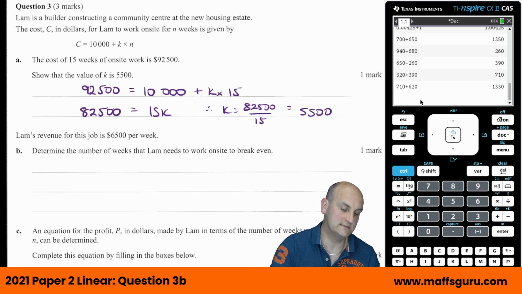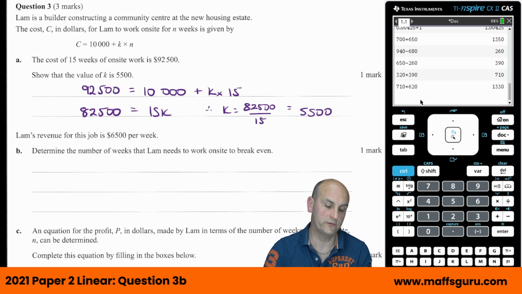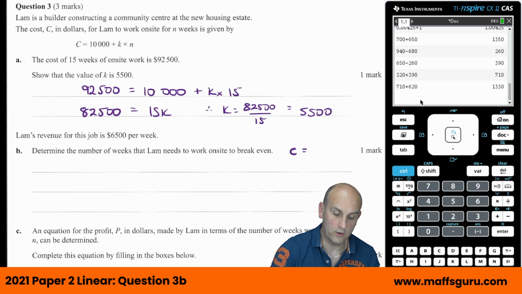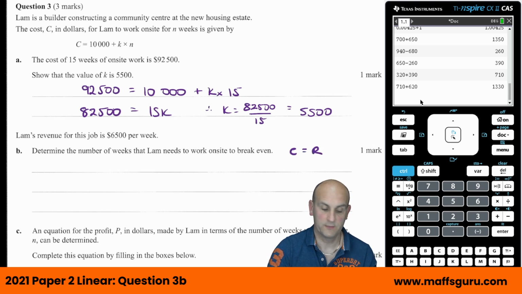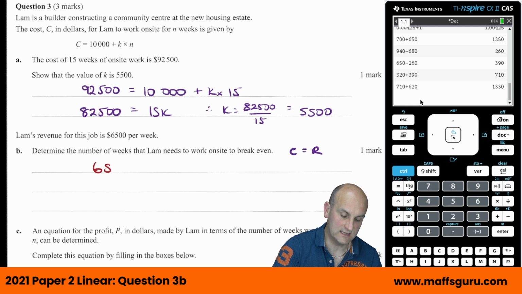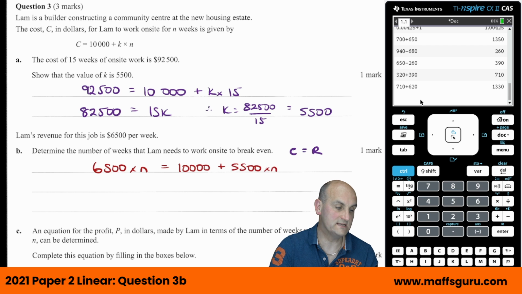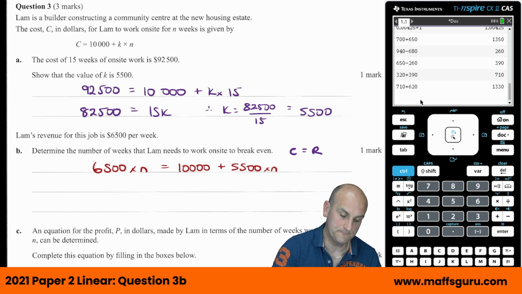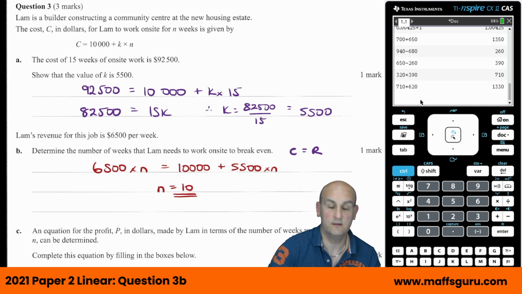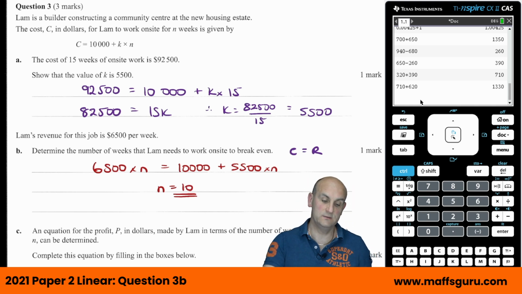Liam's revenue for this job is R. So we've got cost and revenue. You need to be careful. Determine the number of weeks that Liam needs to work on site to break even. To break even, we know the cost must equal my revenue. So I said, well, they get 6,500 per week, and N is the number of weeks, so 6,500N is equal to the cost, which is 10,000 plus 5,500 times N. Putting that into my calculator and solving gave me N equal to 10. So you've got to work 10 weeks to break even. I'm sure there are lots of ways of doing that.